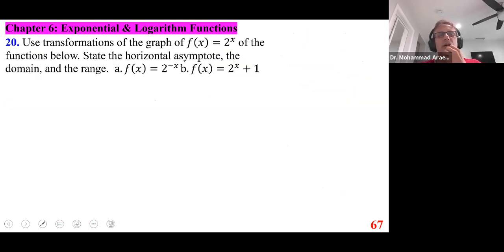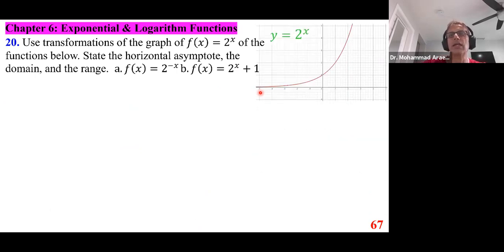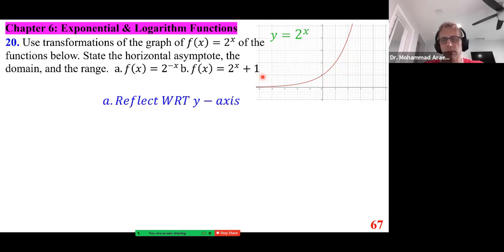I'm going to use transformation of f of x equals 2 to the power of x to come up with A and B, state the horizontal asymptote, domain, range, and you name it. So let's start with 2 to the power of x, which looks like this. And again, as long as you know a rough graph, that's good enough. So when we look at part A, what happens is that we are changing the x to negative x. So when you change x to negative x, you're reflecting it with respect to the y-axis. You get the following graph.